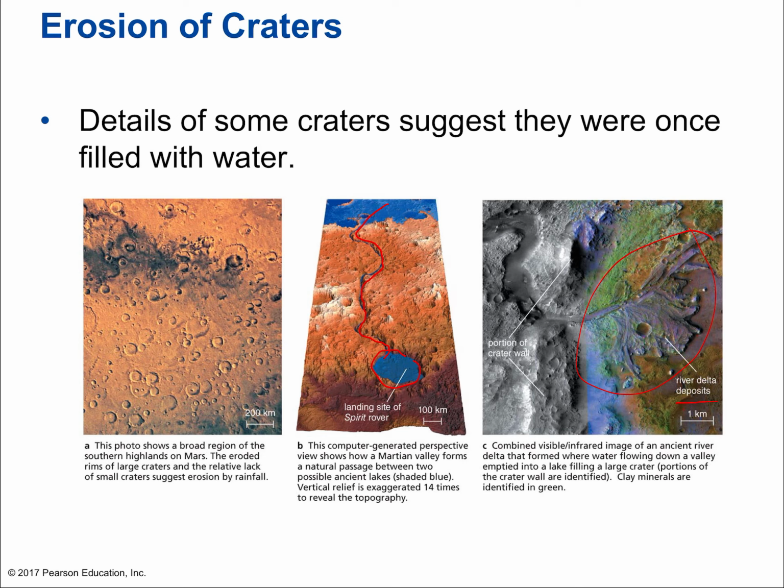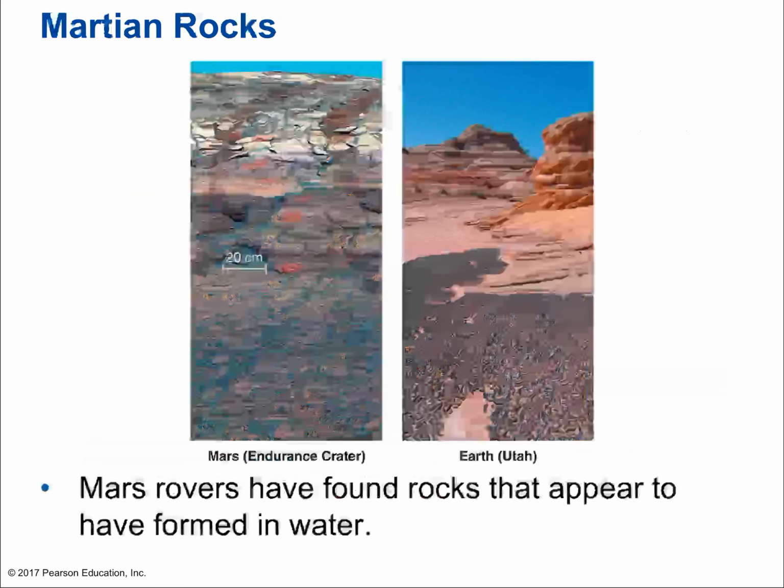It doesn't appear to currently flow. There may be some melting of muddy glaciers and some occasional water flows on the surface of Mars, but it certainly doesn't flow in the way that it once did, hundreds of millions or a couple billion years ago. Furthermore, the Mars rovers have found rocks that appear to have formed in water.